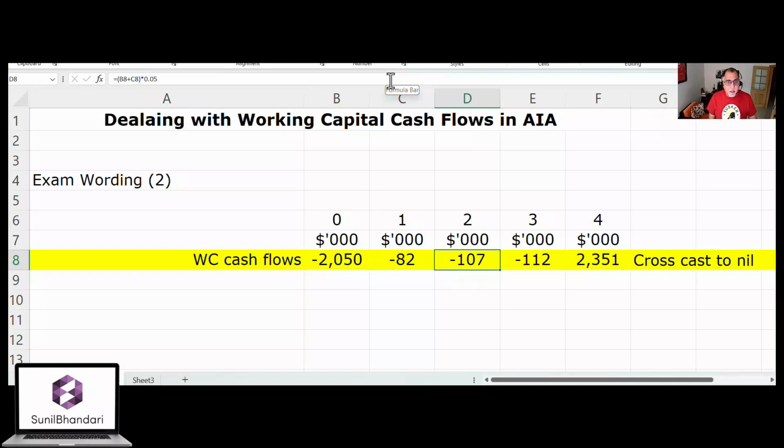So basically what I'm saying, I've put in 2050, I've topped it up with 82, so I've got a total investment of 2050 plus 82. It's 5% of that particular total that's got to be the incremental adjustment. Then I go to the next year, and it's got to be 5% of the total value that I've got invested.